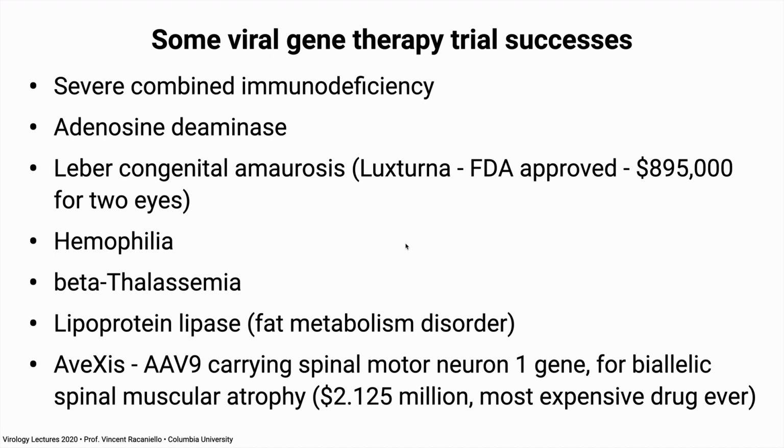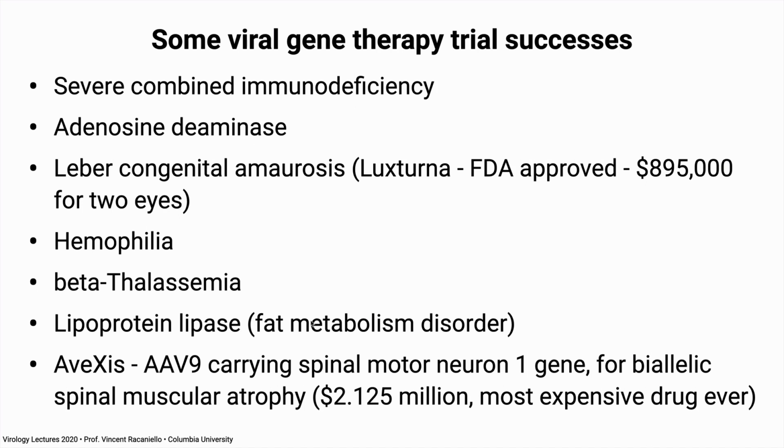So we've had a number of viral gene therapy successes. SCID, I've shown you. ADA, I haven't shown you. The blindness. But by the way, it costs almost $1 million for 2 eyes. So I guess to see again, it's worth it, but it's a lot of money. You know, I've seen videos of kids who've gotten this therapy and they see their mother for the first time. So I suppose it's worth it.